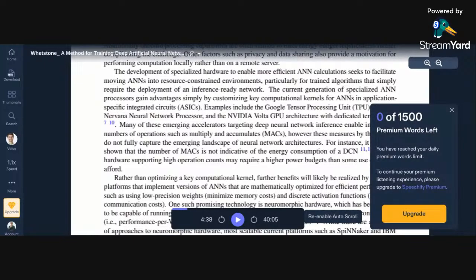Hey, Speechify here. You have exceeded your daily HD word limit. In order to continue enjoying your experience with high-quality voices, please upgrade your subscription by clicking the upgrade button. If you are not ready to upgrade, you can continue listening with non-HD voices.